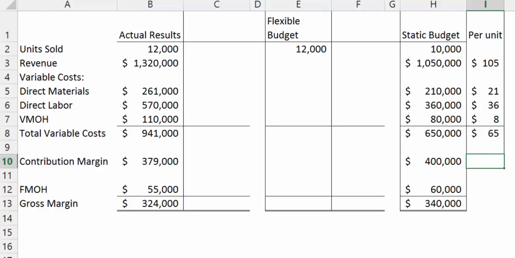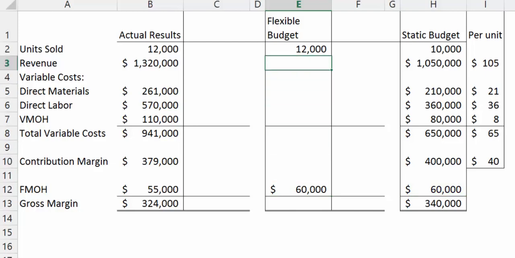And so if I take the selling price less the $65, I end up with a contribution margin per unit of $40. Now notice my box stops here. I'm not going to calculate a per unit amount for fixed overhead because fixed overhead shouldn't change when my volume changes. For that matter, we can just fill in this box right now. $60,000 is where it should be. There'll never be a difference between the flex budget and the static budget.